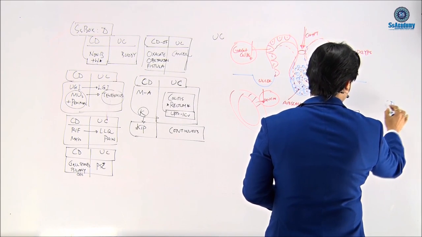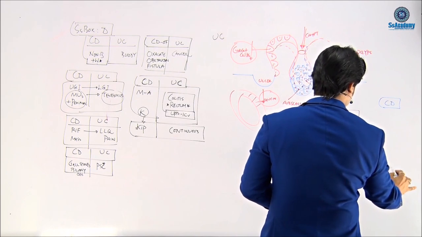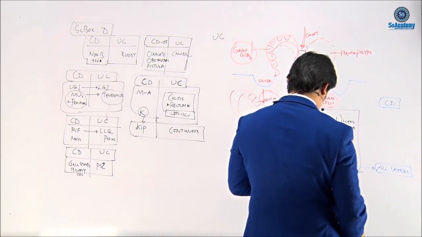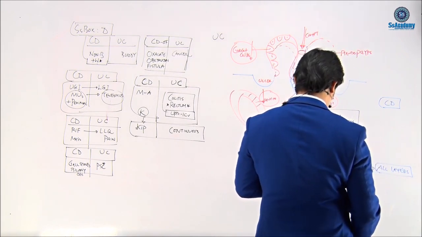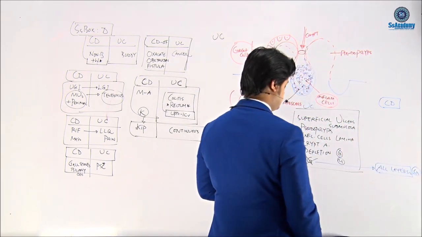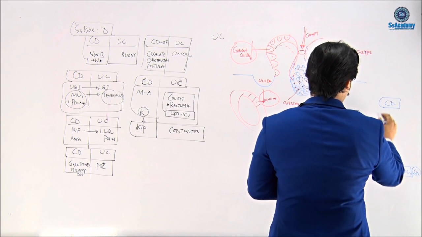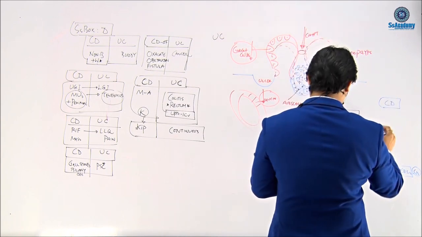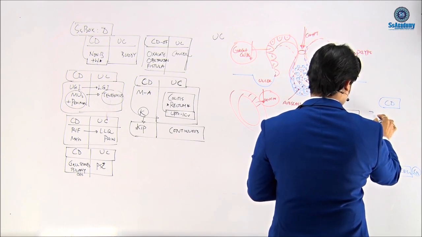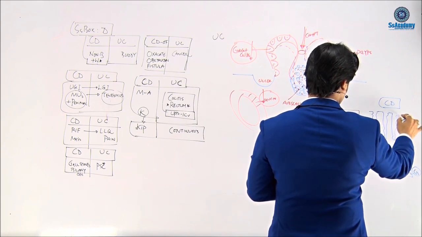In contrast, in Crohn's disease, all layers should be involved. Whenever all layers are involved, you see the inflammation. So the granuloma is frequent here. So it is written, in contrast to the superficial ulcers, there will be deep ulcers. This is called rose thorn ulcers.